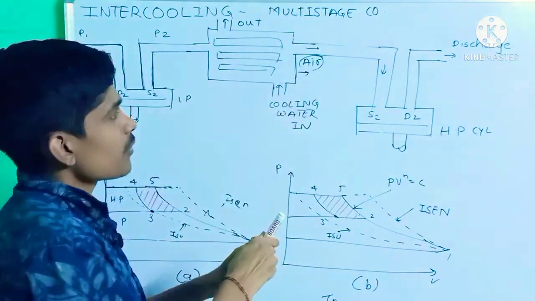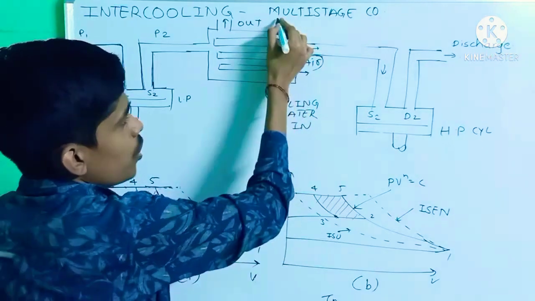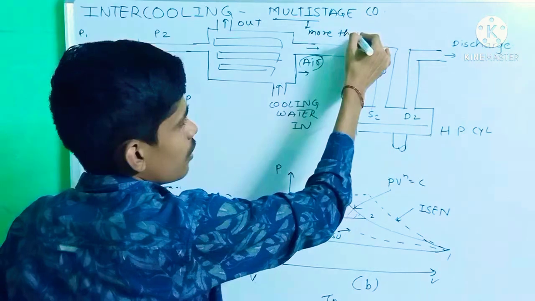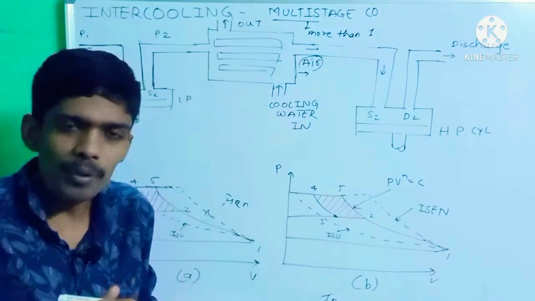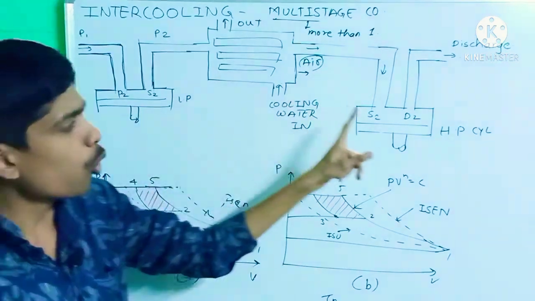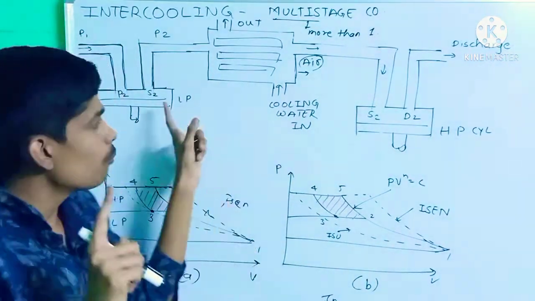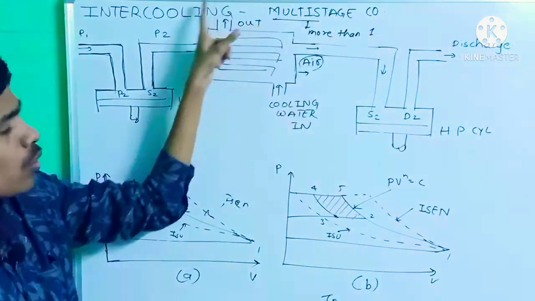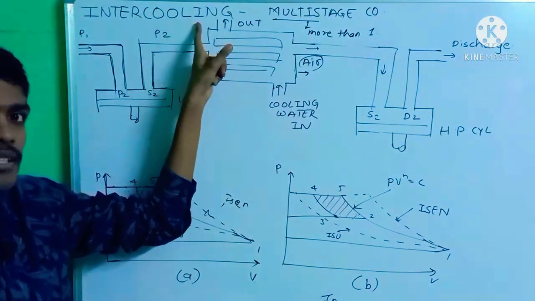Now see, multi-stage compression. What is meant by multi? Multi means more than one. So when the compression takes place in more than one cylinder, that is the multi-stage compression. Then what is this intercooling and why is it required?